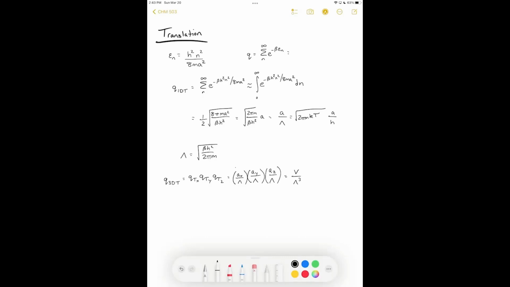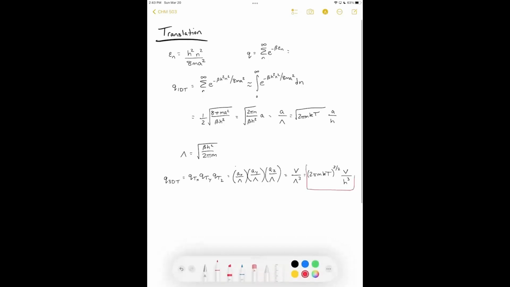And we can also write this out if we want to solve it as 2 pi mkT. And now instead of being the square root, it's raised to 3/2 because we cube it. And we multiply this by the volume now over h cubed. So this expression here will allow us to solve for the partition function for molecular translation.